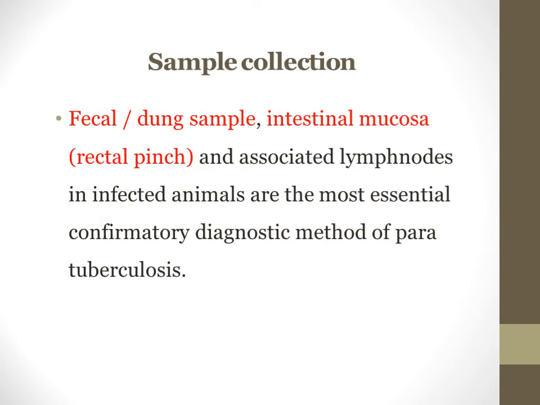Collection of samples: you know that feces is the only route of excretion. So feces can be collected directly from the animal, from the rectum, or a dung sample, which is passed feces on the ground, can also be used. Then intestinal mucosa, called the rectal pinch, is taken directly from the animal by introducing the hand deep into the rectum as far as possible. Samples from associated lymph nodes of infected animals are used for the confirmatory diagnosis of paratuberculosis.